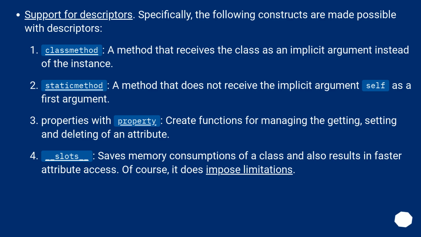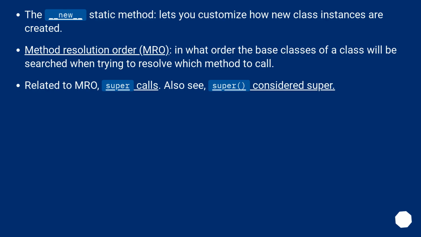Properties with property, create functions for managing the getting, setting and deleting of an attribute. __slots__ saves memory consumption of a class and also results in faster attribute access. Of course, it does impose limitations. The __new__ static method lets you customize how new class instances are created.